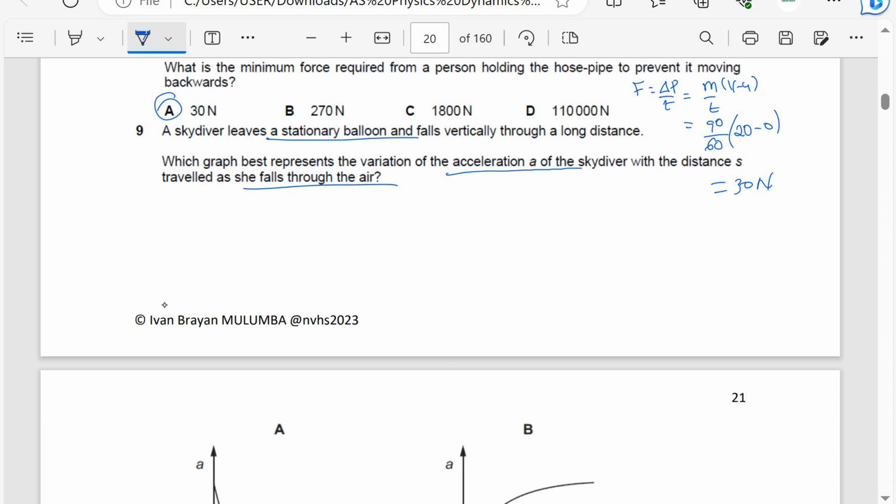As she falls through air, the speed increases, which means the force due to air resistance increases. And if the force due to air resistance increases, it means the resultant force decreases, which means the acceleration also decreases because the resultant force is mass times acceleration. So it decreases until a becomes 0, which means she will have reached terminal velocity and the velocity becomes constant.